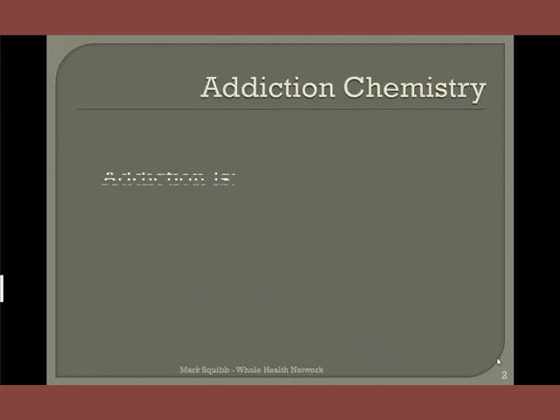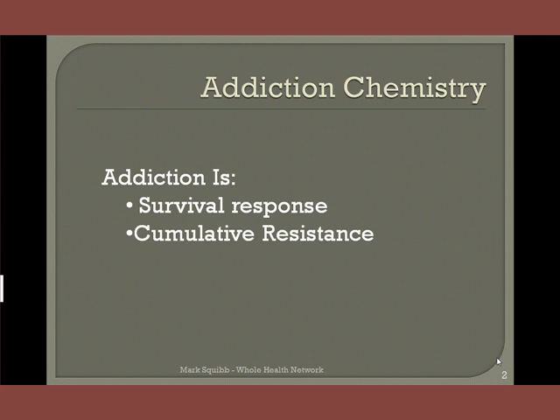Addictive chemistry is very specific, and in simple terms, addiction is a survival response to being exposed to a toxin. Now, I realize that's kind of a curious perspective to say addiction is part of survival, but as we go through the discussion, I think you'll understand what we're saying. Effectively, whenever the body is exposed to a toxin, the body manufactures an antitoxin to resist the effects of the toxin, and the body keeps those antitoxins. And this, in a nutshell, is how addiction happens.